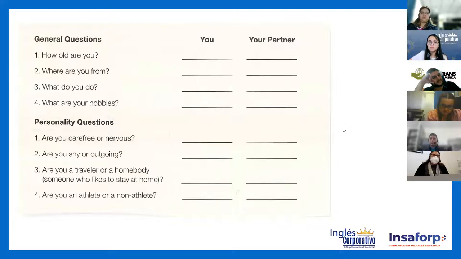About Yanira, how old is she? She is 55 years old. She is from Ilopango. She worked for Dacotrans in the operations department. And her hobbies are watching TV and caring for her dogs. About personality questions, she's carefree, outgoing, she's a homebody, and she's a non-athlete. She's a non-athlete, really, Yanira? You don't like to do sports? Oh, wow. And Ellen Nilsson does a lot of exercise. You are the opposite, right?